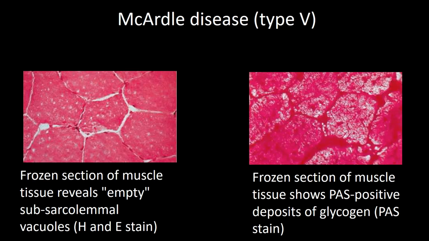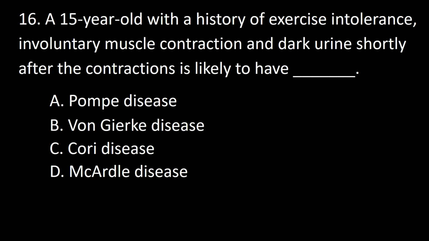This frame shows 2 muscle biopsies in patients with McArdle disease. Using H&E stain, the subsarcolemmal spaces look empty, and full when using PAS stain, indicating glycogen deposition. So the answer to this question is D, McArdle disease.